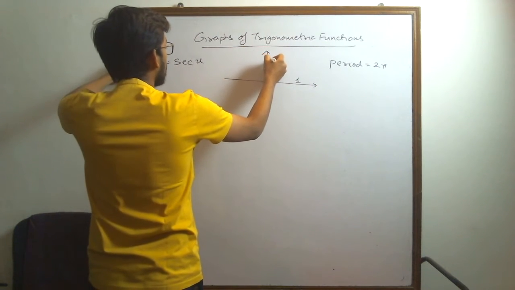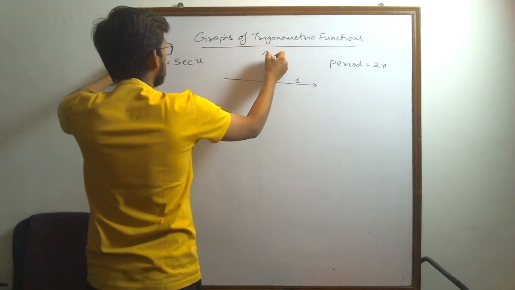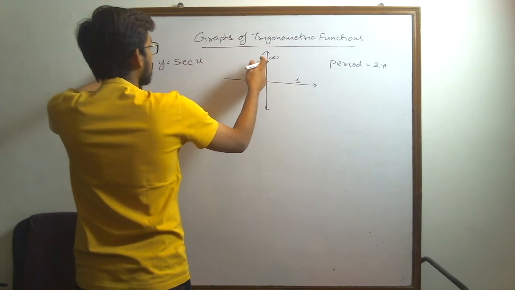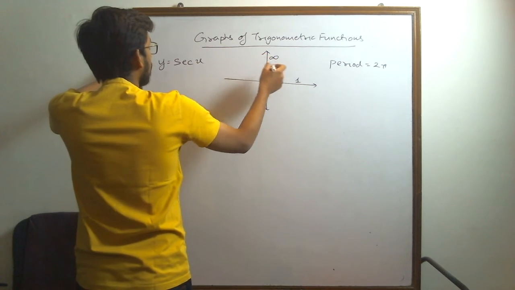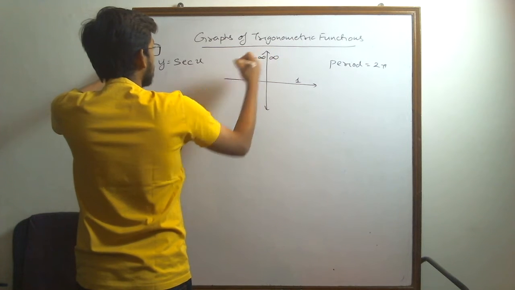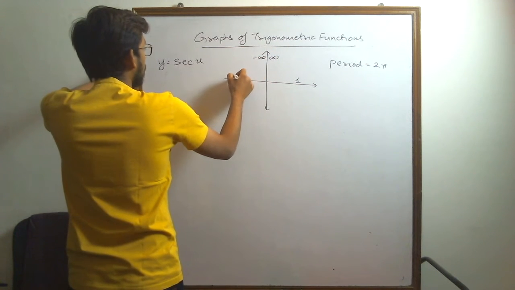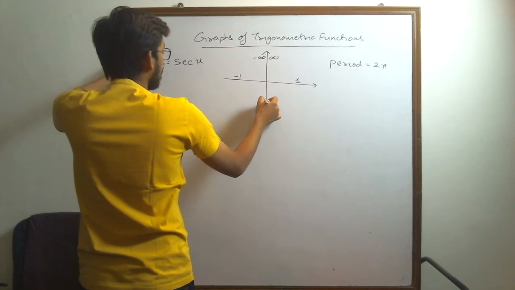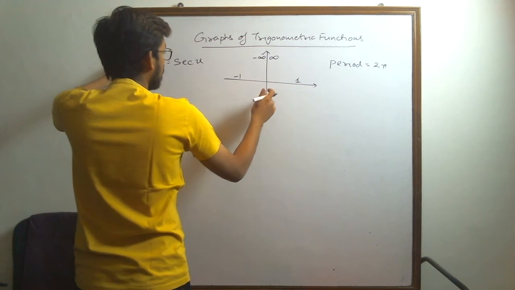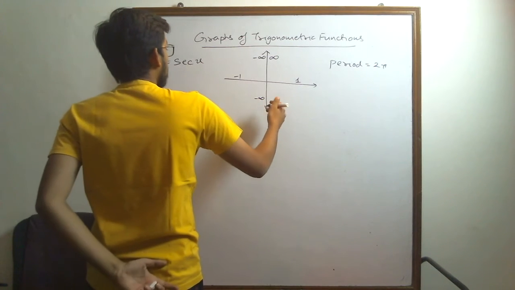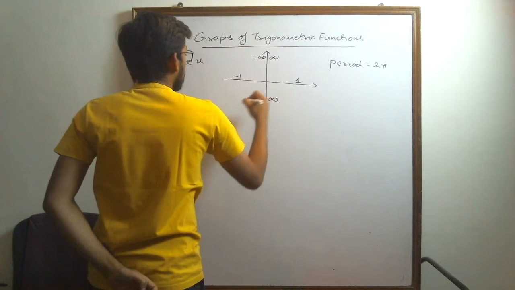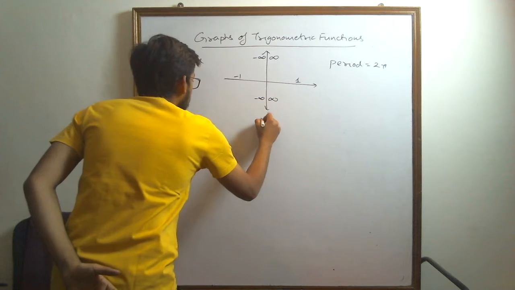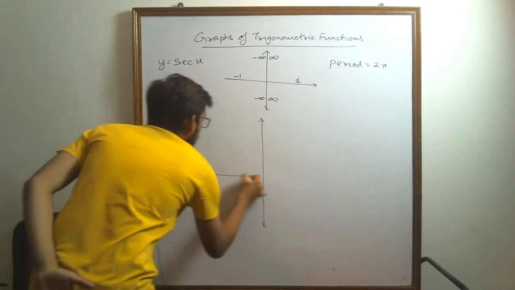At pi by 2 it is not defined, but in the first quadrant it will be positive, so it will tend towards infinity. In the second quadrant, as soon as the angle becomes greater than pi by 2, the value becomes negative, so it will be minus infinity. At pi it will be minus 1. In the third quadrant it will be negative, so it will tend towards minus infinity at 3 pi by 2. Just after 3 pi by 2 it will be positive, so infinity to 1. Using this, let's graph sec x.